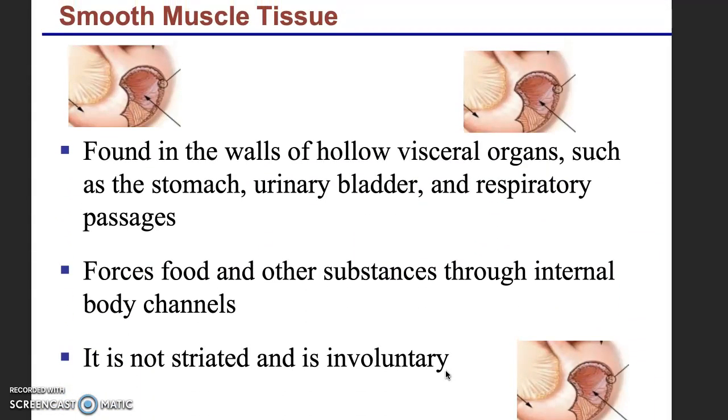Next is smooth muscle tissue. Like I said earlier, this is found mostly everywhere in the body. It is not a striated muscle, and it is also involuntary, meaning you don't have to think about it moving.